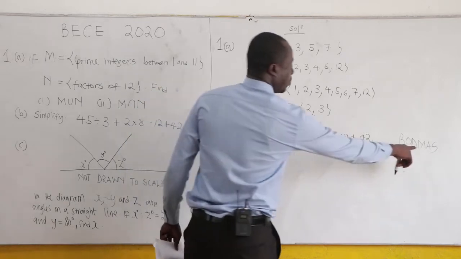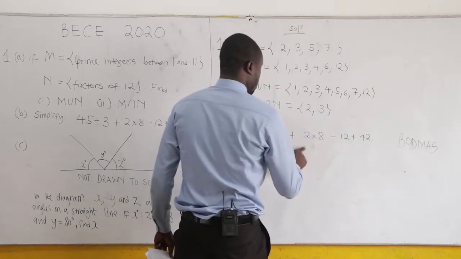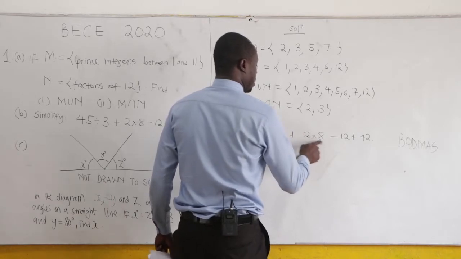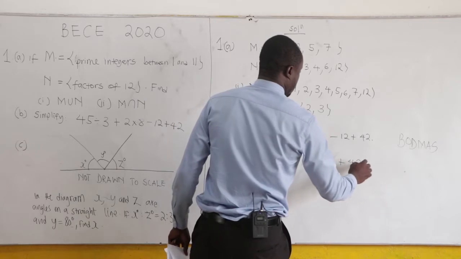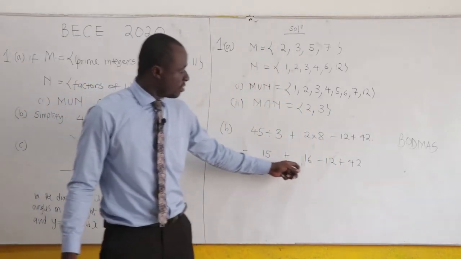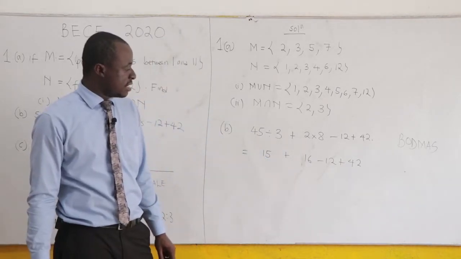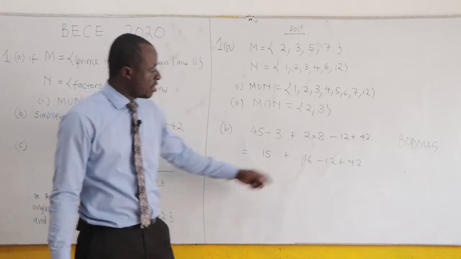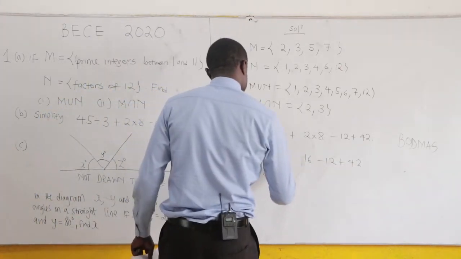Then what do we move to? Multiplication. Do you have any multiplication here? So 2 times 8 is giving us 16, minus 12 plus 42. Now, 15 plus 16 is giving us 31. Minus 12 plus 42. And this will just give us 61.